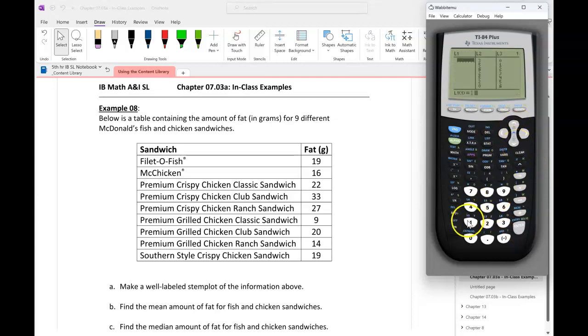I'm just going to put these into L1 on mine. What else do you notice about looking at this list? McDonald's has some fatty sandwiches, huh? I'm loving it. All right, 6, 9, okay, 9. Good, I have got them all. All right, exit out of here, stat, calc, 1 var. I got to get rid of the frequency list, right?